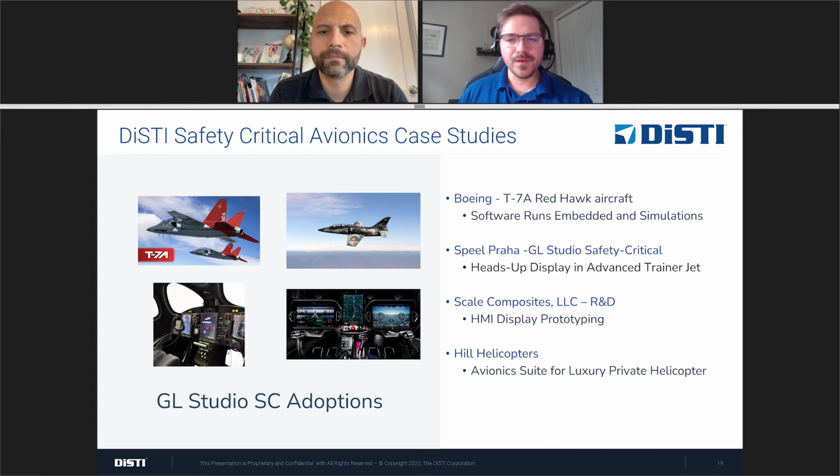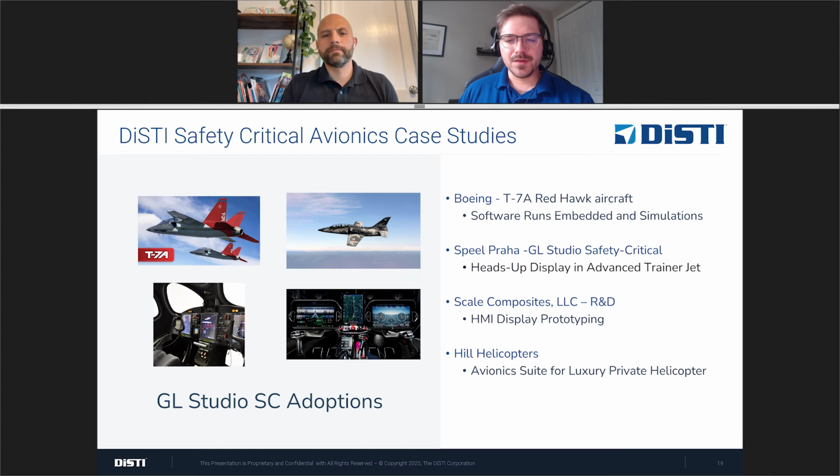So here are a few examples of GeoStudio safety critical adoptions. Boeing uses GeoStudio in their T-7A Red Hawk aircraft, including for simulation. Spiel Praha uses GeoStudio for the heads-up displays in their advanced trainer jet. Scale Composites uses GeoStudio for their HMI display prototyping. And Hill Helicopters uses GeoStudio to create the avionics suite for their luxury private helicopter.